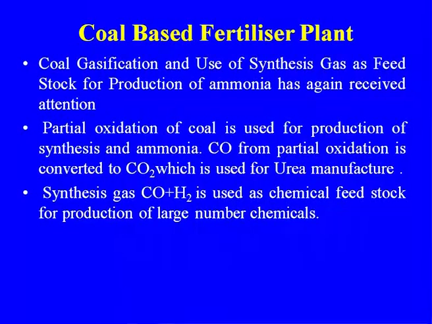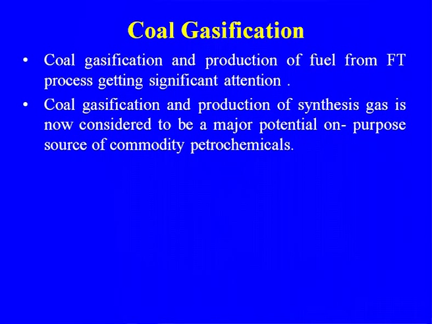Synthesis gas is used as chemical feedstock for production of a large number of chemicals. Coal gasification has become one of the important sources for producing fuel and synthesis gas. Coal gasification production of fuel from Fischer Tropsch synthesis is getting significant attention during recent years. Coal gasification production of synthesis gas is now considered to be a major potential on purpose source of commodity petrochemicals, which are now being produced through the crude oil route or from petroleum base.